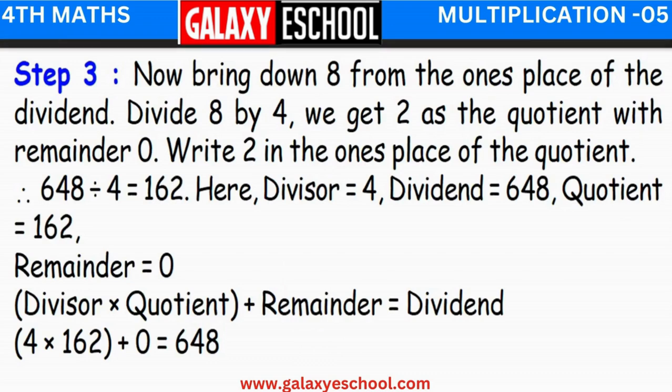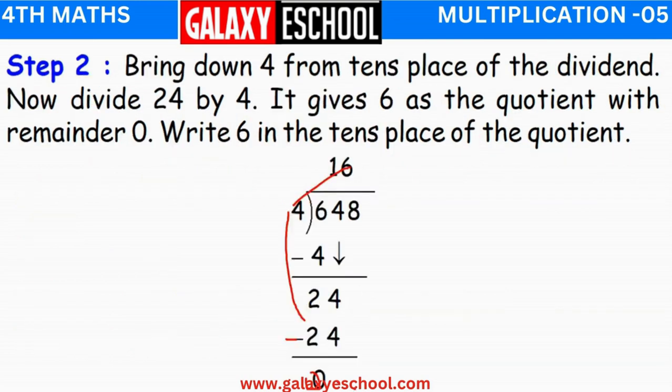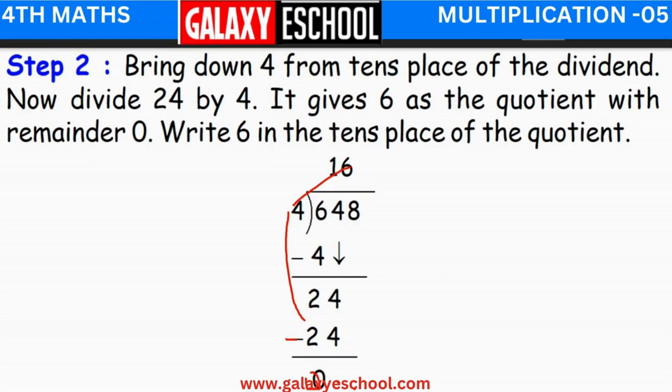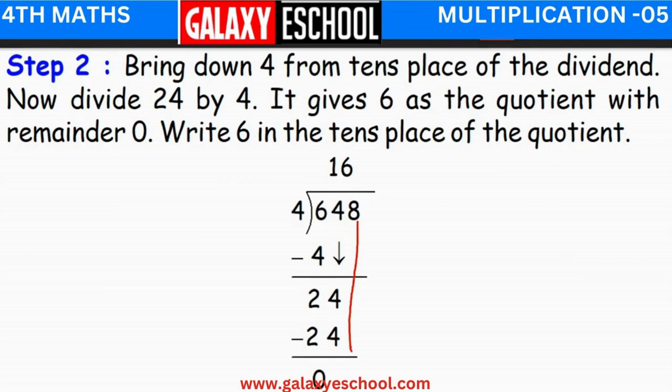Now next what should we do? Bring down the 8 from the ones place of the dividend. Divide 8 by 4. We get 2 as the quotient with remainder 0. Yes, we are done with tens and hundreds. Now we have 8 which is in the ones place. So bringing 8 down.